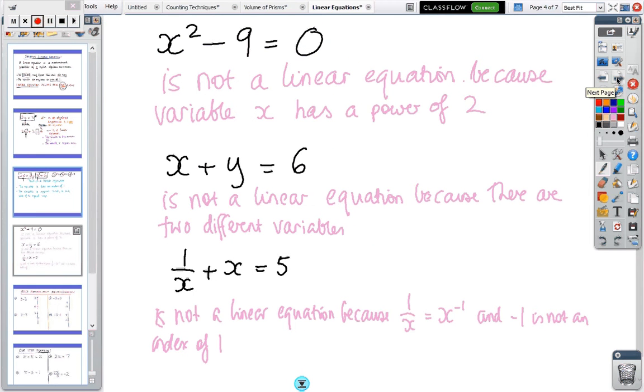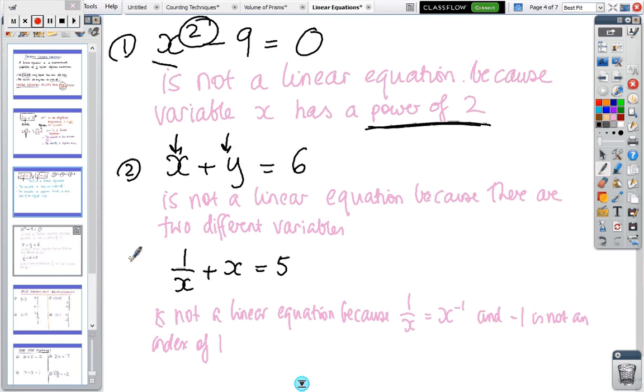So let's have a look at what are not linear equations. So x squared minus 9 is not a linear equation because the variable x has an index of 2 and you can't have anything bigger than 1. So it is an equation, but it's not a linear equation. The second one has two variables, so it's not a linear equation, because there are two different variables. You can only have the same variable appear, like x and x. That's a different sort of equation.